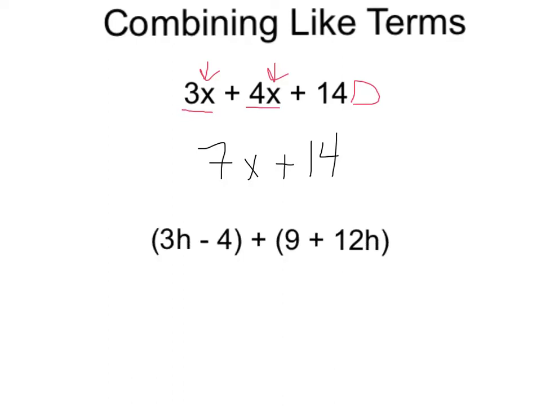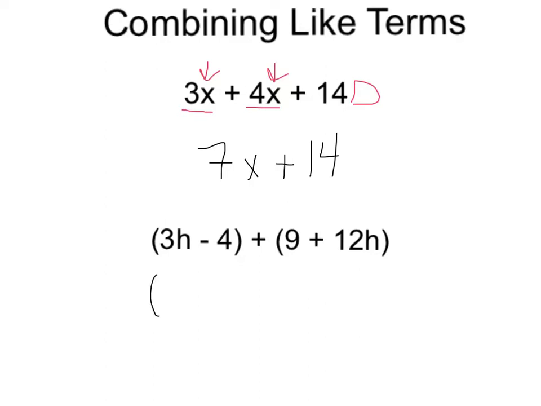Let's look at another one. So if we have parentheses 3h plus 4 plus parentheses 9 plus 12h. With the associative property of addition, it means we can move this stuff around and it doesn't really make any difference. So we're going to rearrange the expression so that like terms are together.